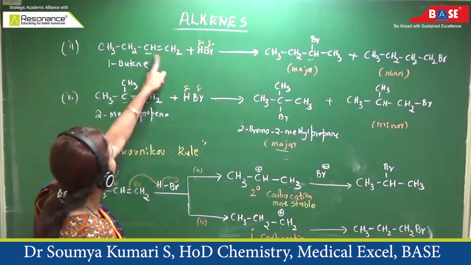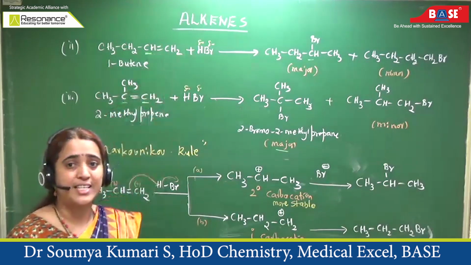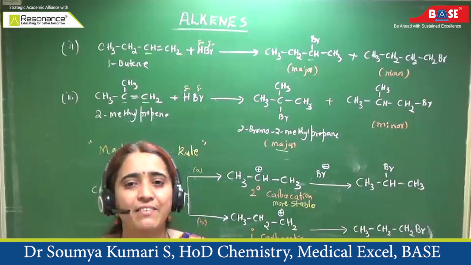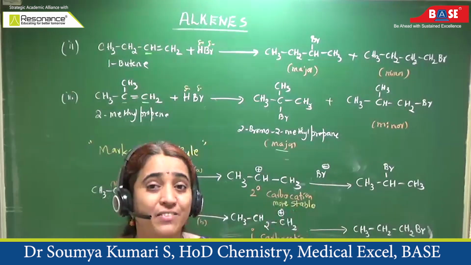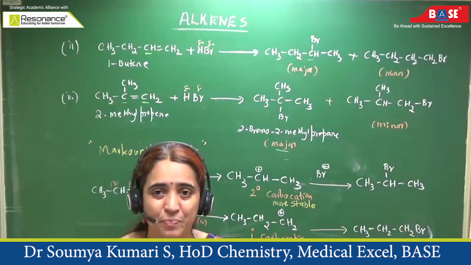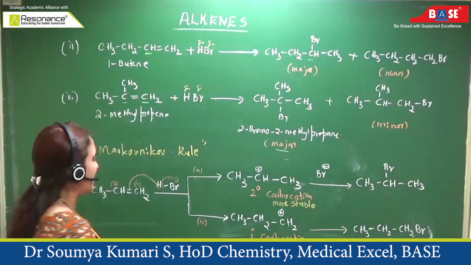All these examples that I have given you are just based on the Markovnikov rule, because I have the doubly bonded carbon which has a difference in hydrogen. So I can straight away depend on Markovnikov's rule. The negative part adds to the carbon with lesser number of hydrogen. Now the challenge starts here.